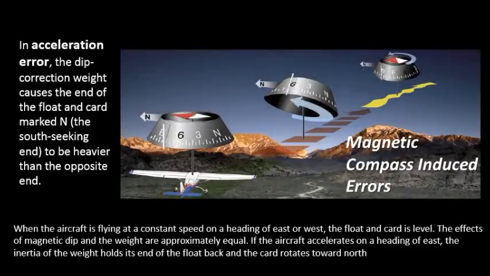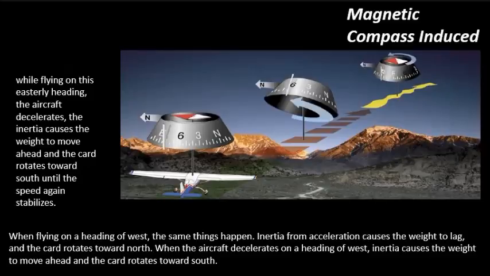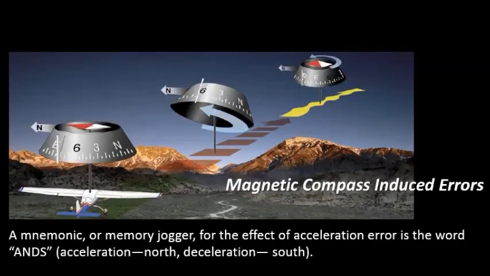acceleration deceleration error. As I accelerate, the compass is going to want to turn to the north. As I decelerate, it's going to want to come to the south, or turn south. And the memory aid is ANDS, A-N-D-S. Accelerate north. When I bump the throttle, the compass is going to want to turn to the north, decelerate south. As I pull the power back, the compass is going to want to turn to the south. So accelerate north, decelerate south.